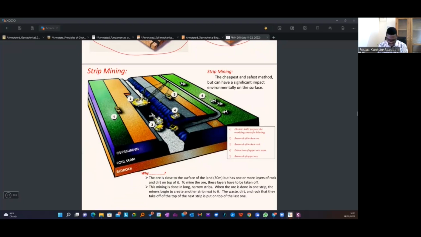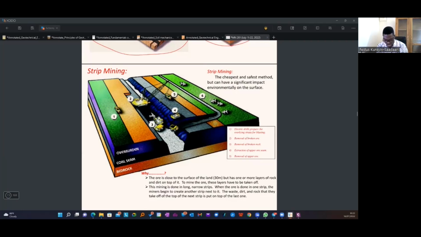Then we have this strip mining. So this can also be a typical example of terrace mining, but it's a strip. Stripping here is because we are taking the top cover, which does not contain our mineral, which is the waste. In other words, our spoil or overburden.